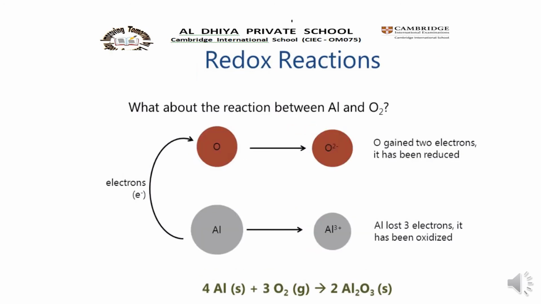See another example. What about the reaction between aluminium and oxygen? Oxygen gained 2 electrons, it has been reduced, while aluminium lost 3 electrons, it has been oxidized.